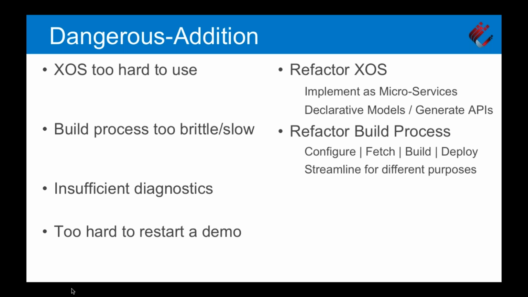In terms of the build process being brittle and slow, this turned into the very large epic, which we're just calling Refactor the build process. And to capture the principle that we're trying to stick to here, we're trying to break the build process into some well-defined stages, where first you configure what you want out of CORD, you then fetch all the pieces you need, you then build containers, and then you deploy the containers.